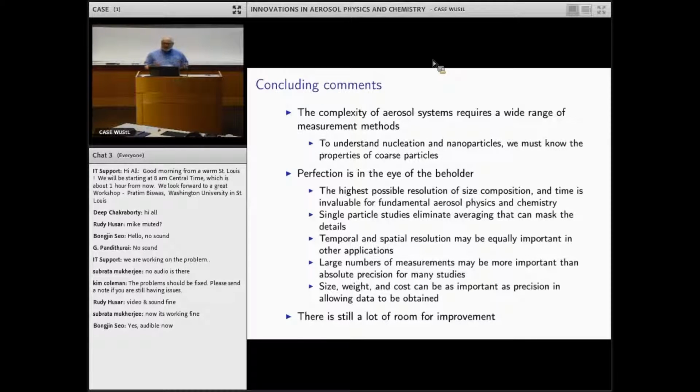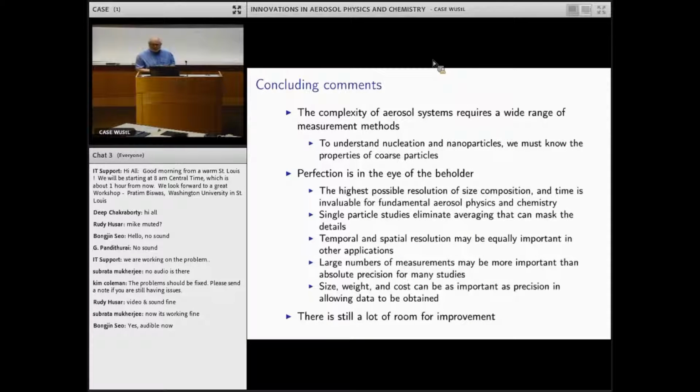We need this entire community thinking about the measurements and bringing different tools together to try to solve some very complex problems. If we're just thinking about the nucleation problem, to understand nucleation in nanoparticles, we must know about the large particles that are there because they become tremendous sinks for the nanoparticles and change their dynamics completely. Perfection in our measurement scenario is in the eye of the beholder. It depends upon what you're going to do with the data.